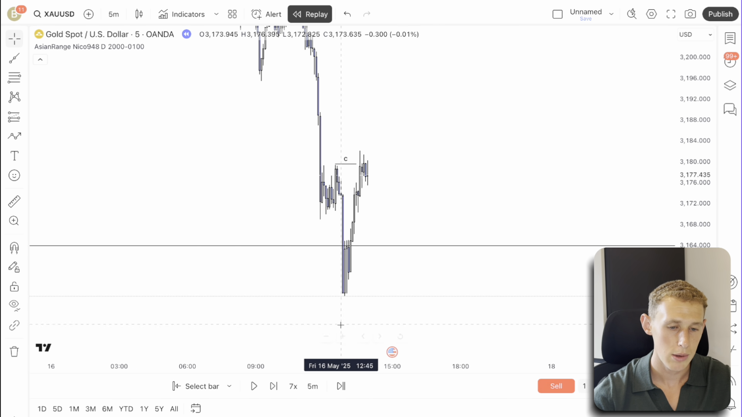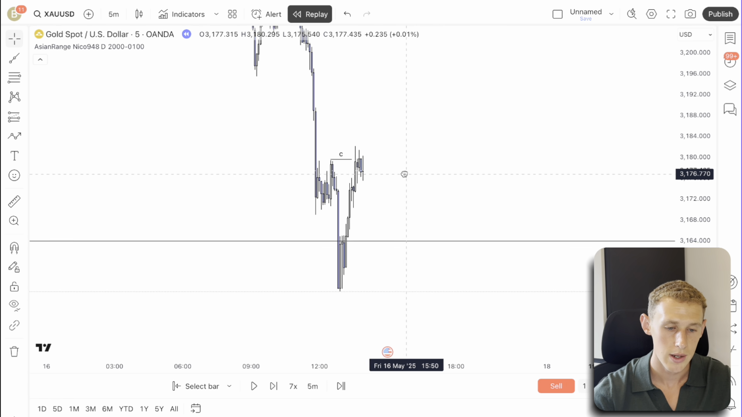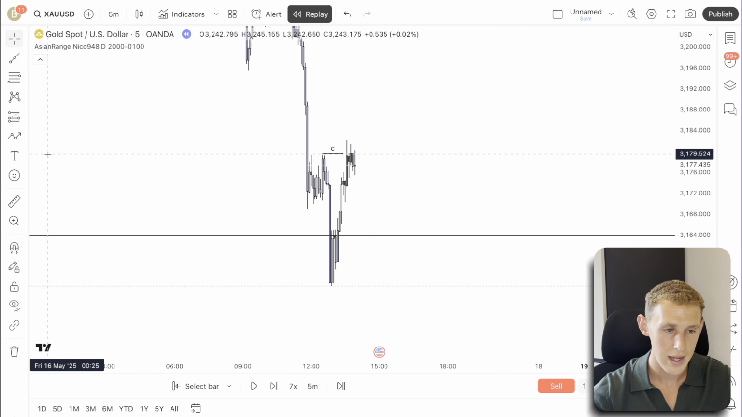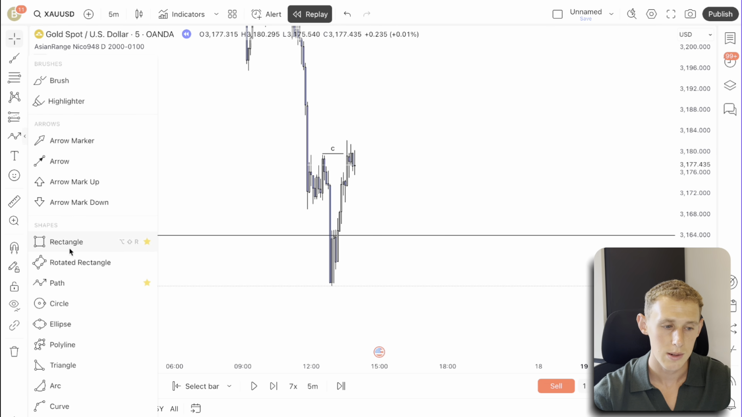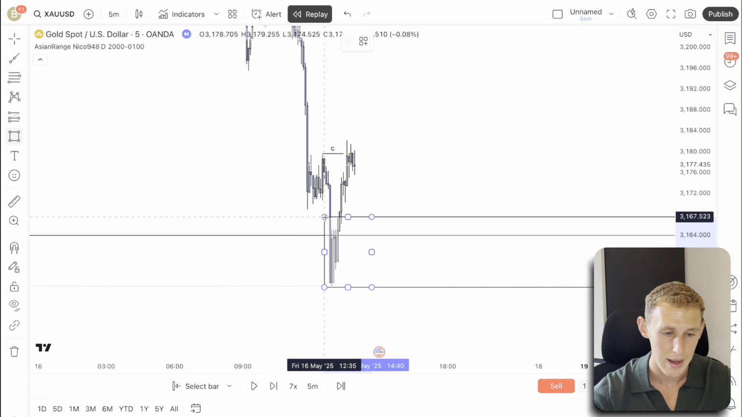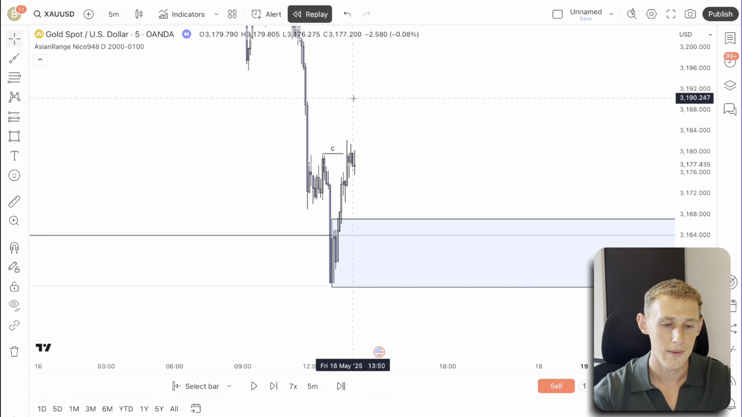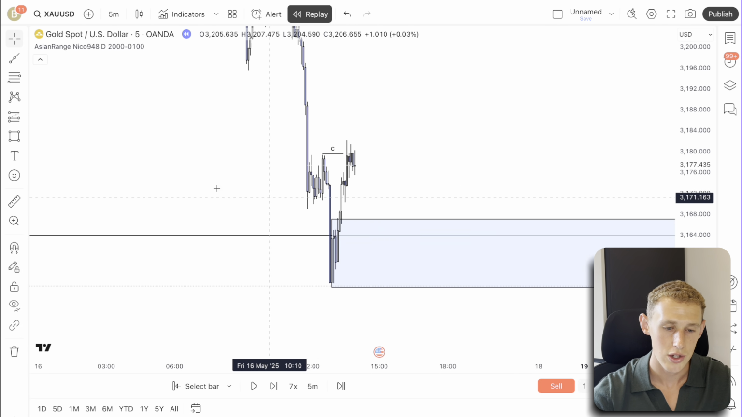Once we see this change of character, we're then looking for an area of imbalanced demand on the M5 time frame for price to pull back into. In this case, we can see we have this one right here. This whole area, that's where the volume came into the market. So this is your demand.